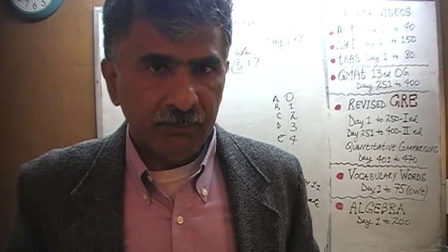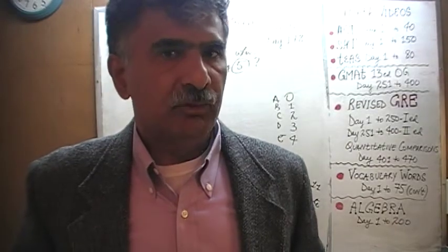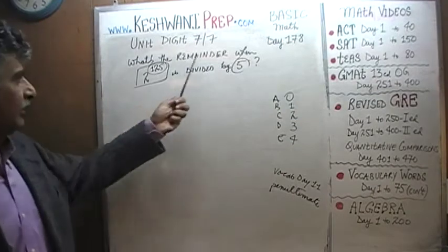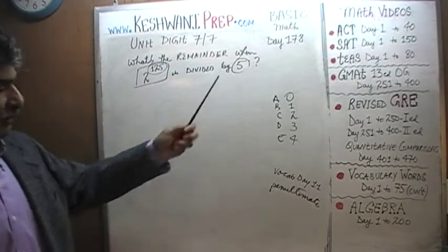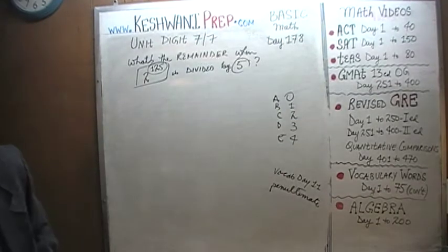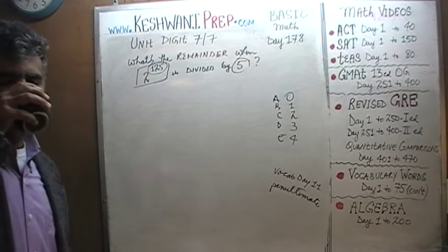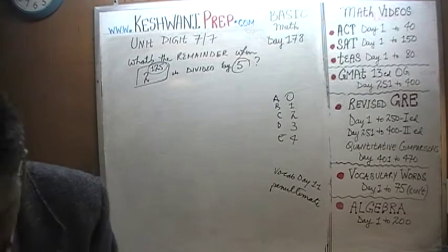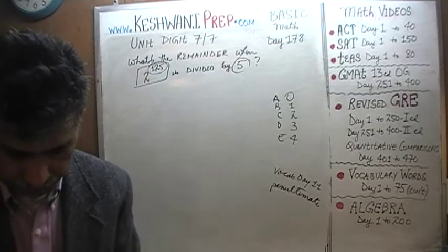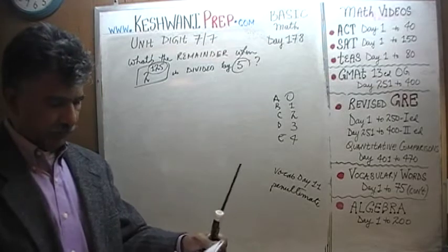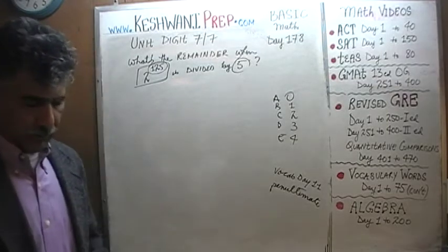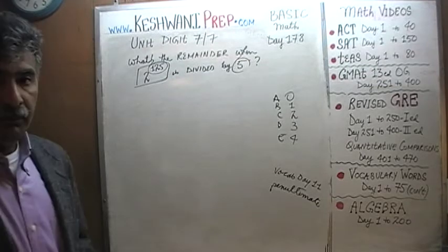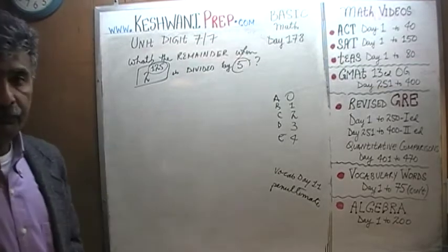As you're doing the problem, if you have trouble, watch the video from yesterday, it will help you. Do you understand? So, one more time, what's the remainder when 2 raised to 125 is divided by 5?